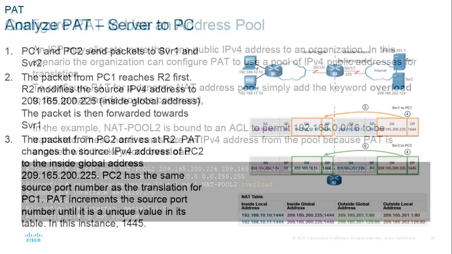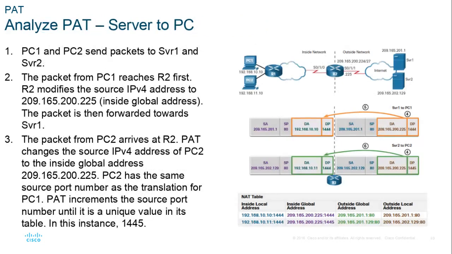Now in this case, PC1 and PC2 are going to share an outside global address. So when those inside source addresses of the PCs, one's 10.10, one's 11.10, are translated to the outside address, they're going to be changed to 209.165.200.225, same layer 3 IP address, but their port numbers are different. One's got port number 1444 and one's got port number 1445. And so they can keep them separate, just like a PC keeps two web browsers separate with its port numbers, and we can get consistent communication.